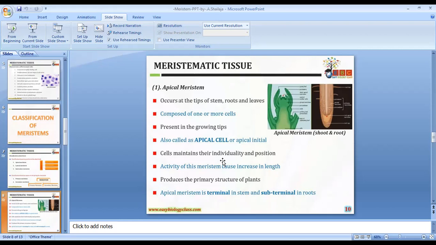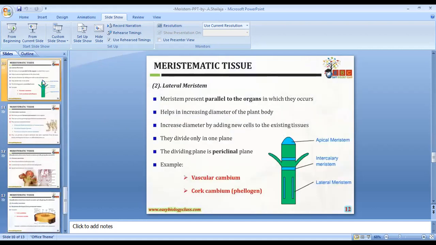Apical meristem is terminal in stem and subterminal in roots. We observe that in the stem it is terminal, and in the roots it is subterminal. And the next, lateral meristem. See here, this picture shows very clearly the apical meristem in blue color, and the lateral meristem in a side position. Meristem present parallel to the organs in which they occur helps in increasing the diameter of the plant body by adding new cells to the existing tissues.